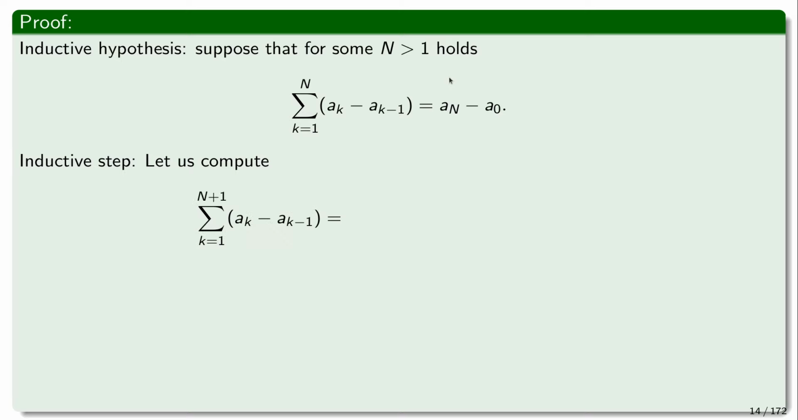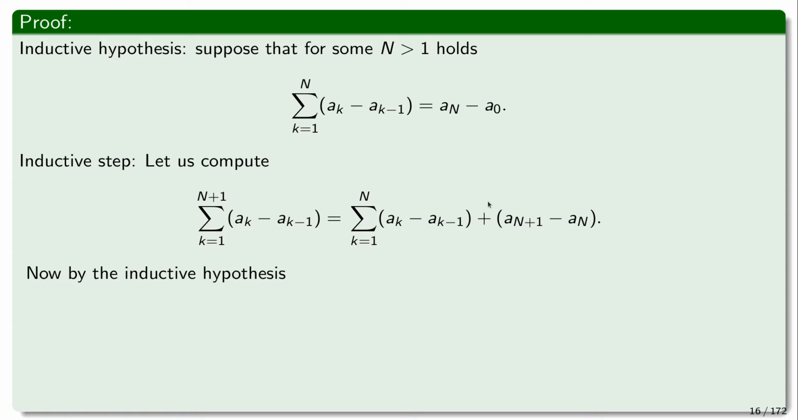So essentially, let us compute. Suppose we have now a sum with n plus 1 terms, right? And so we can now write this in the following way. We will write the sum of the first n terms, and then we will add the last term here. And now we're going to apply the inductive hypothesis to this term, right?